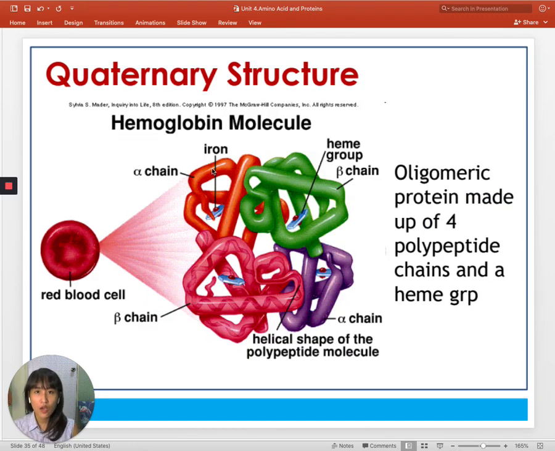This is how the quaternary structure of a hemoglobin molecule looks like. So you can see there, this is the red blood cell. This is a combination of four polypeptide chains and a heme group. You can see there is a heme group and the four polypeptide chains.